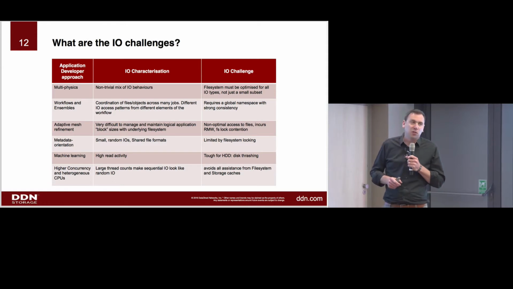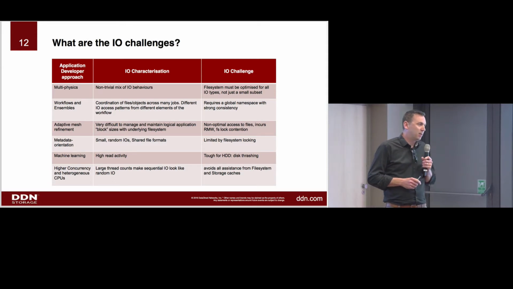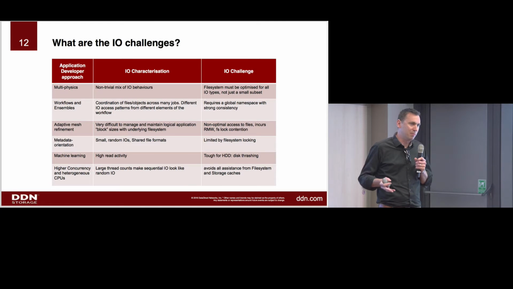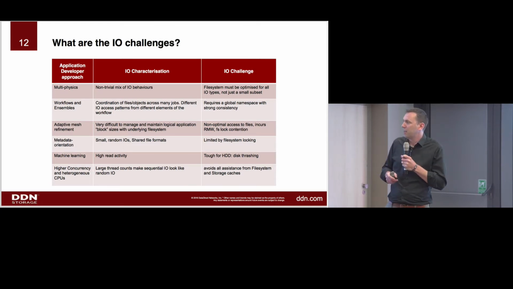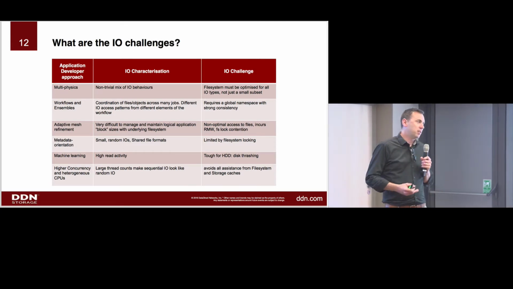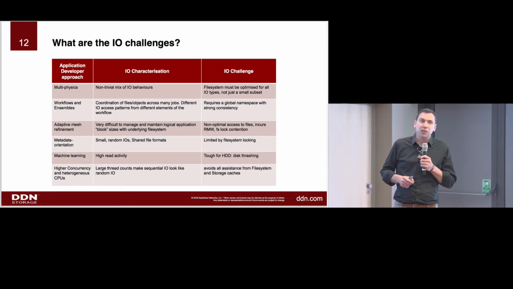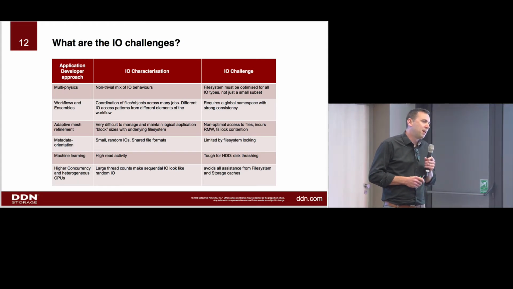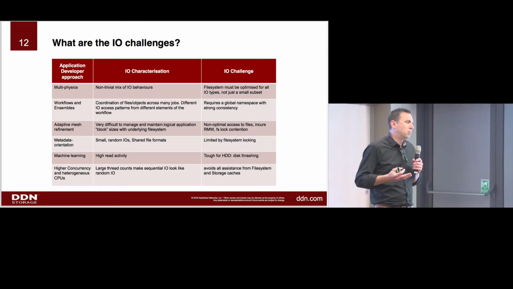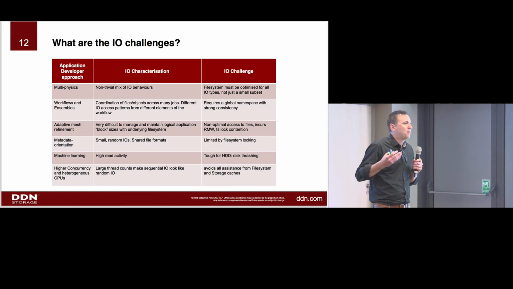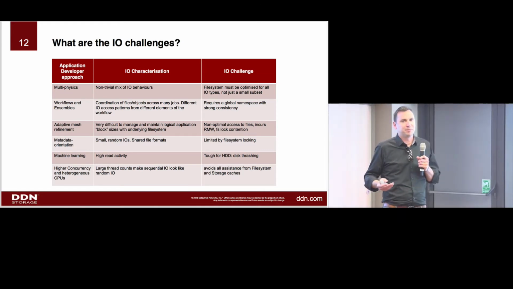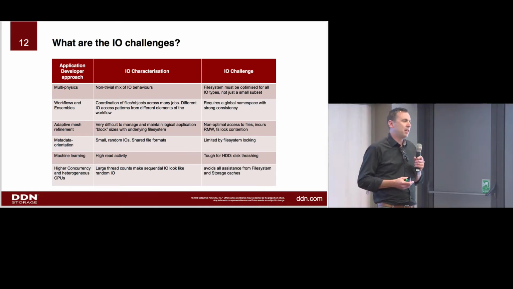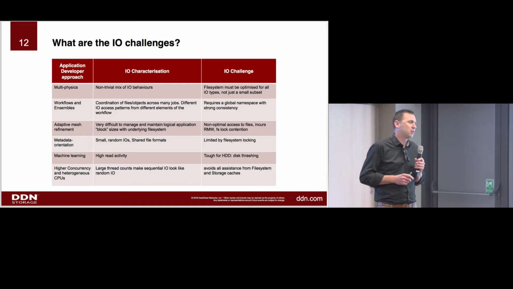So for example, we have lots of multiphysics out there. We have adaptive mesh refinements. We have machine learning, higher concurrency due to the introduction of GPUs, many core CPUs, etc. And more complex and larger workflows and ensembles. So that all seems like a compute problem, but in fact it all presents different I/O patterns down to the file system. And in fact, the file system is really not structured to cope with these changes.